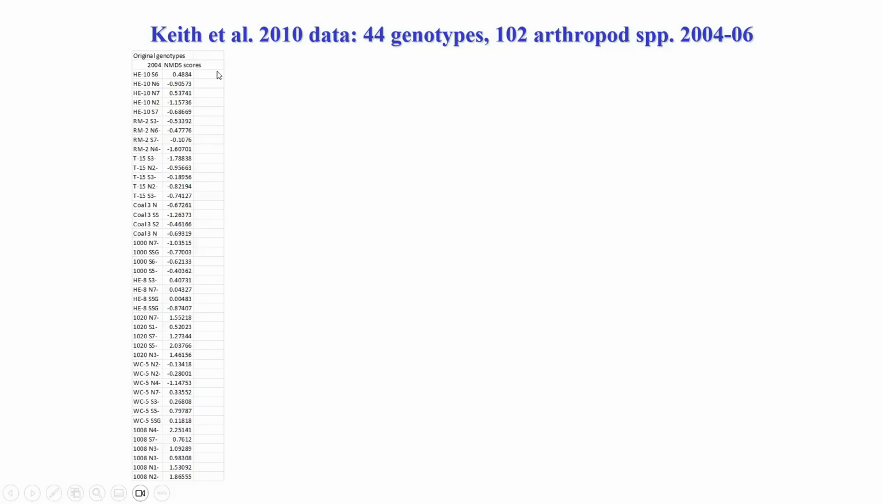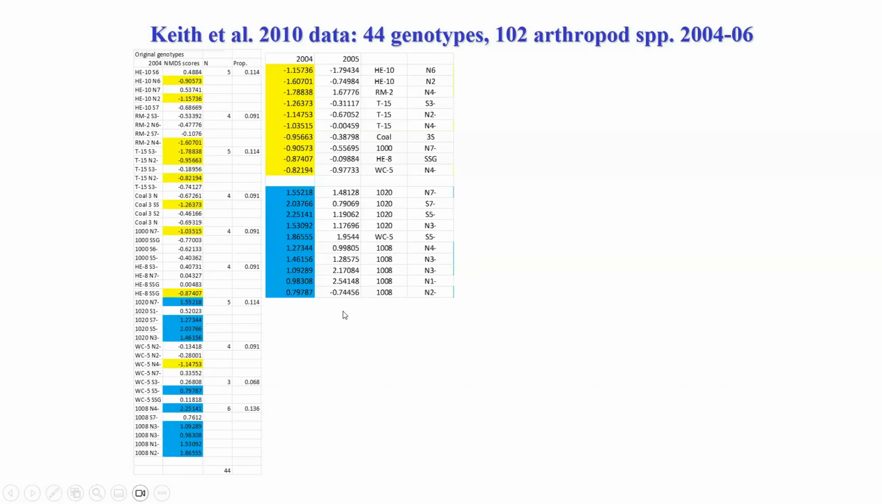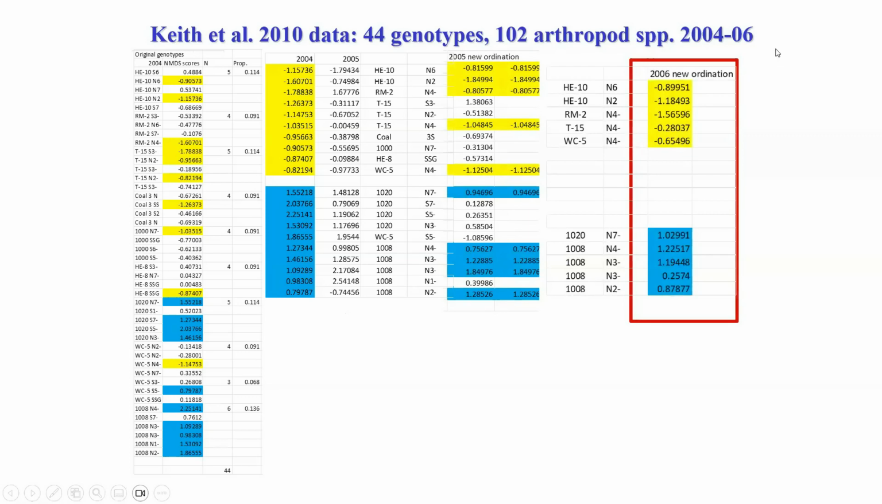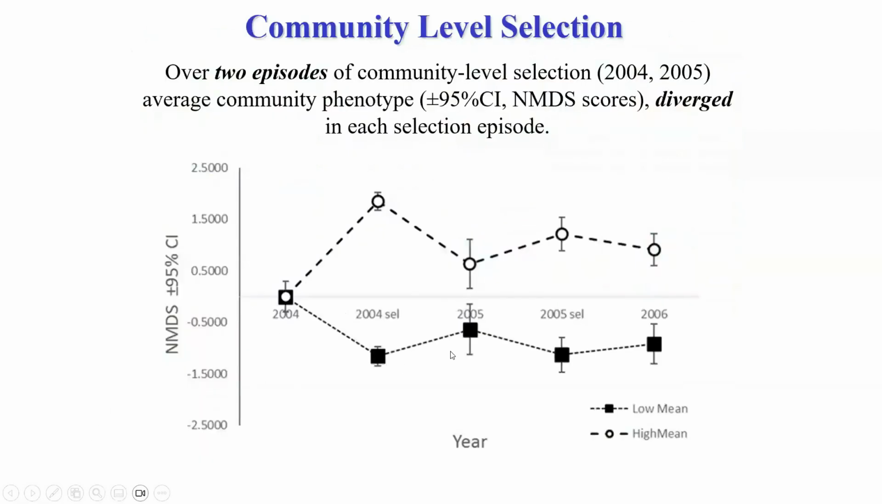We took the largest negative values and the largest positive values, used these values of NMDS to identify our individuals in the 2005 population, and then took the highest and lowest scores of these values. We then identified our 2006 scores, conducted a new ordination, and essentially produced 2 episodes of selection.